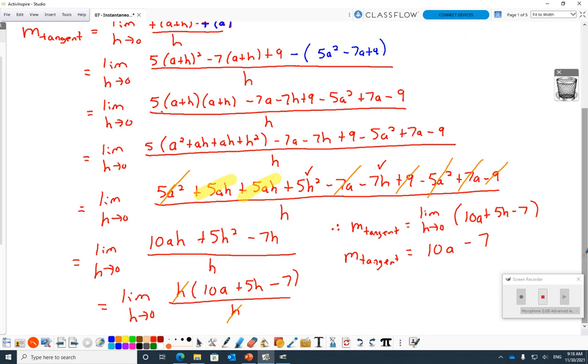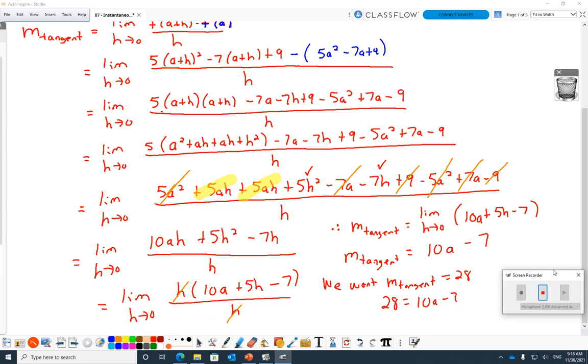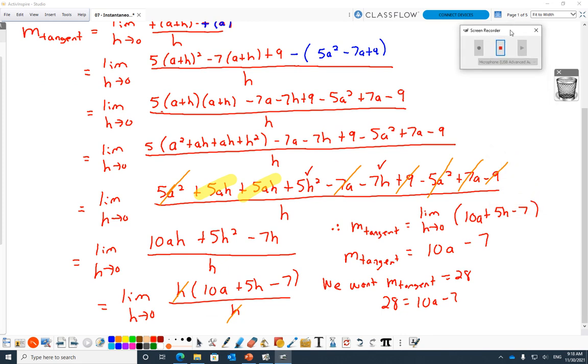So we want m tangent equal 28. So I go 28 equals 10a minus 7. Move the 7 over, I get 35. Oh, this is in the way. Excuse me, move up there, please. I get 35 equals 10a. 35 over 10 equals a. A equals 7 over 2. An x value of 7 over 2 will do the job here and get me slope of 28.